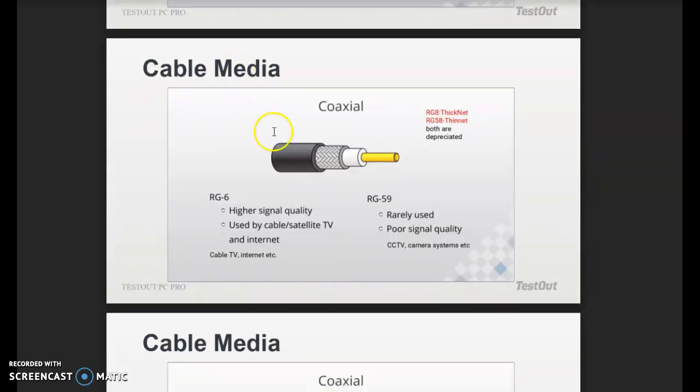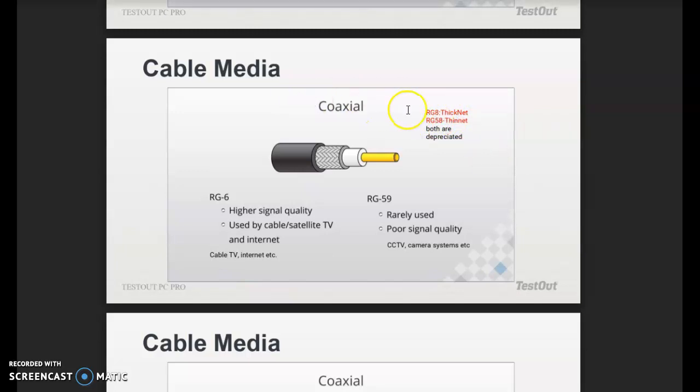Now, if we look at the cable types, in the older times when we built computers, we used RG8, which was the thick net, and RG58, which is thin net. Now, they are both deprecated, they are not in use. Even though these numbers are bigger, this is actually an older form of cable.